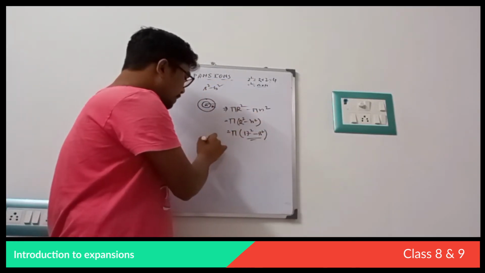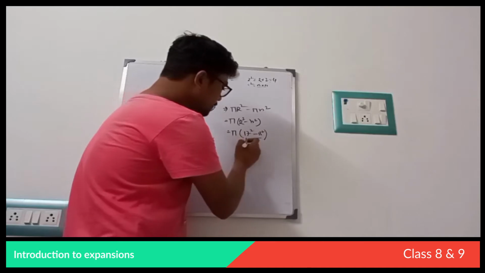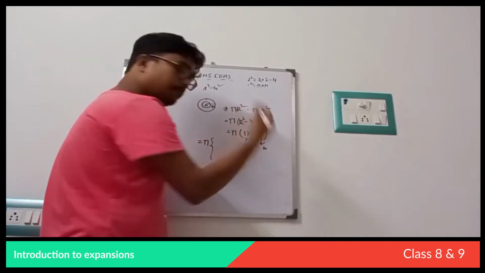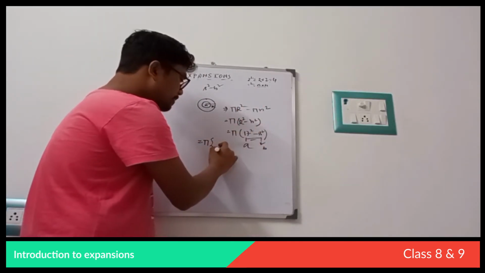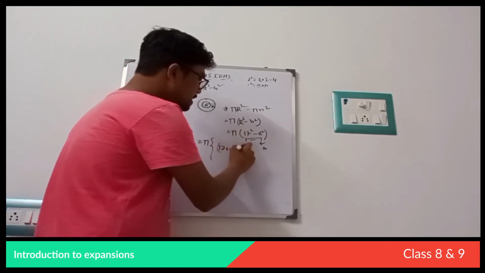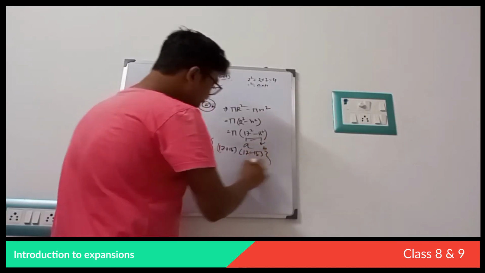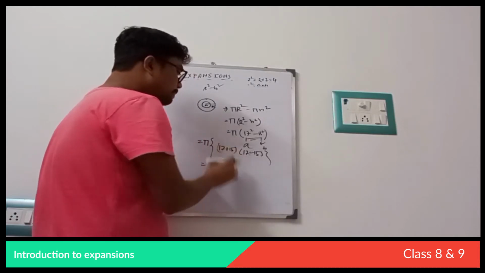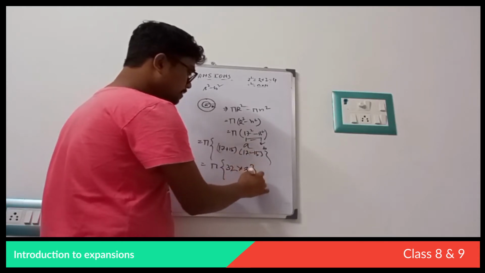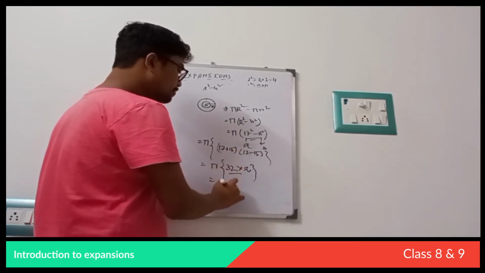So how can I write? Pi into, suppose 17 can be equated with a and 15 can be equated with b. All okay? Now what is the formula? A square minus b square equals a plus b into a minus b. 17 plus 15, that is a plus b, and 17 minus 15, that is a minus b. Now what will we get? 17 plus 15 is 32, and 17 minus 15 is 2. 32 into 2 is 64.